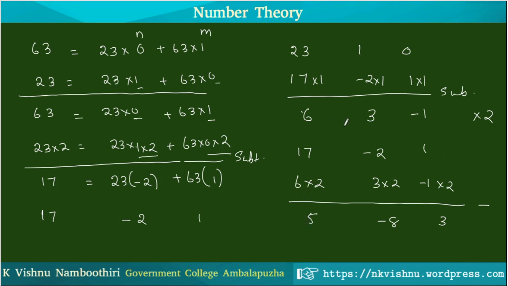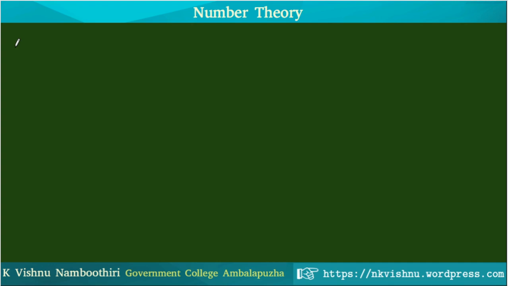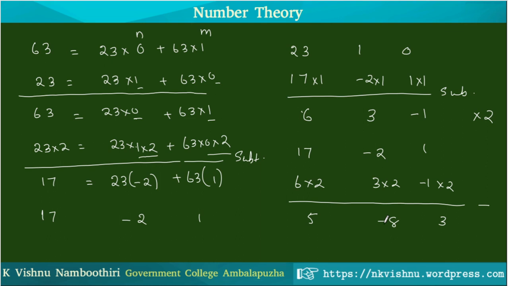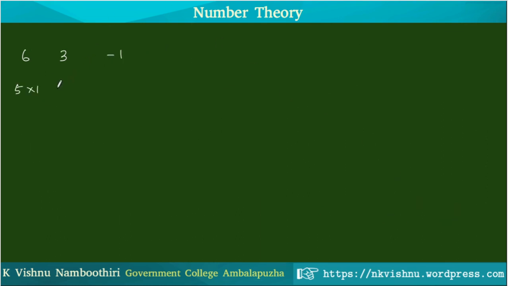Now from 6, 3 minus 1, we will subtract as many multiples of 5 minus 8, as many multiples of 5 that's possible. So 6, 3 minus 1 is the next one. From that 5 can be subtracted only one multiple. So 5 into 1, minus 8 into 1, 3 into 1. If we subtract, we get 1 equal to, this is 3 plus 8, that's 11. This is minus 1 into 3, minus 1 minus 3, that is minus 4.